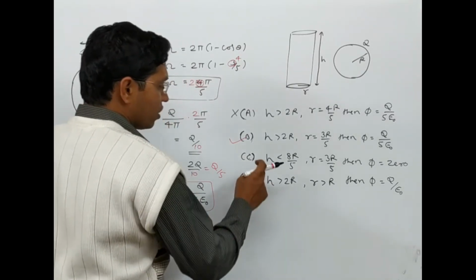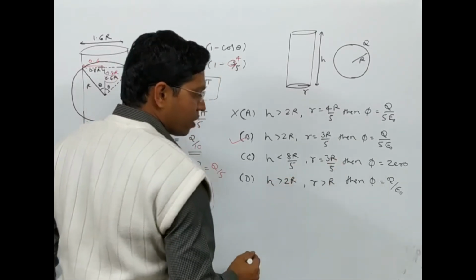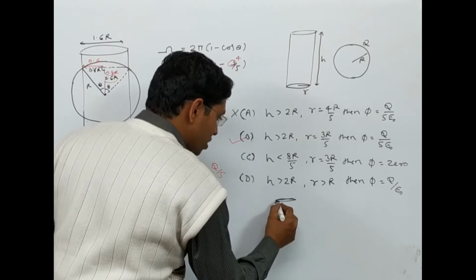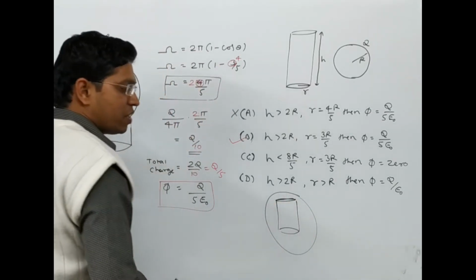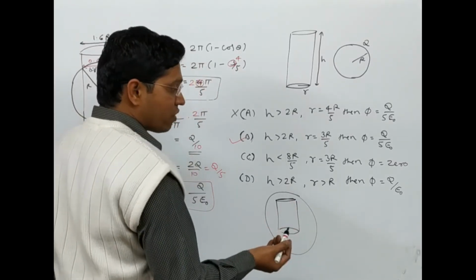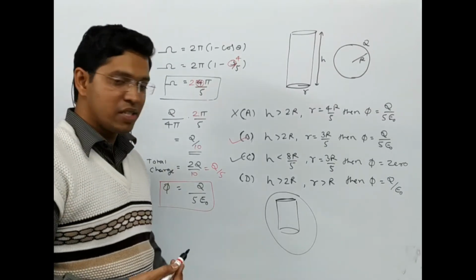Now think of option C, H less than 8r by 5 and r less than 3r by 5. Looking at these values, it clearly indicates that this cylinder is completely lying within the sphere. Now there is no charge enclosed by the cylinder, so obviously there will not be any flux, and hence the flux through the cylinder in that case will be 0.